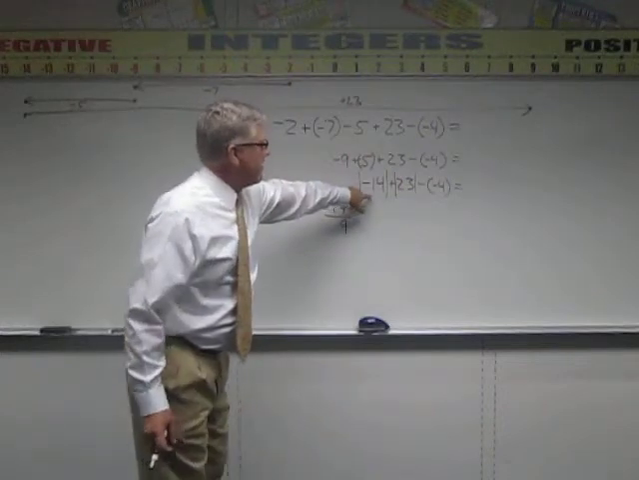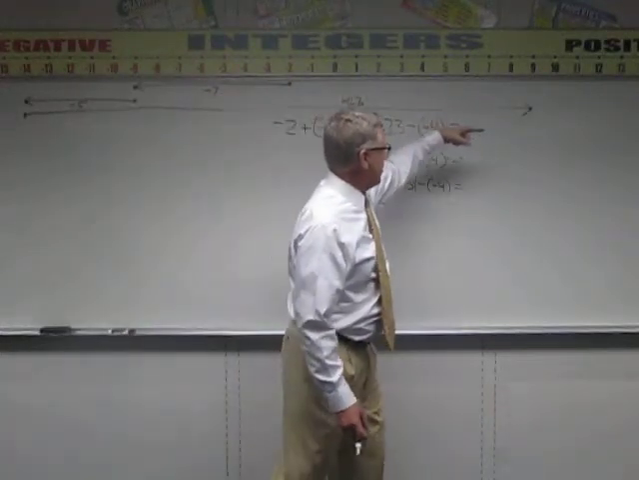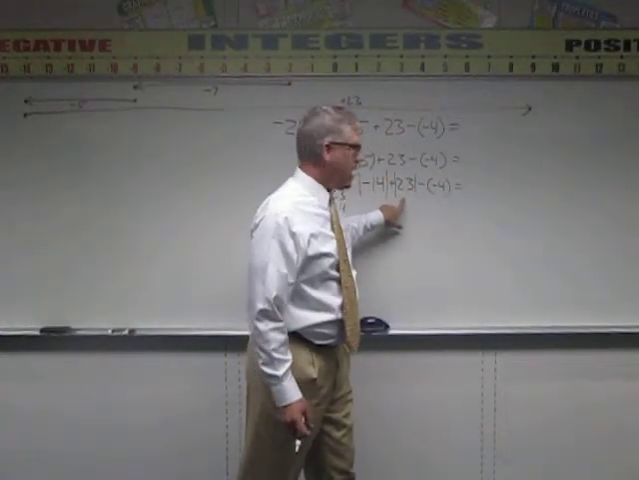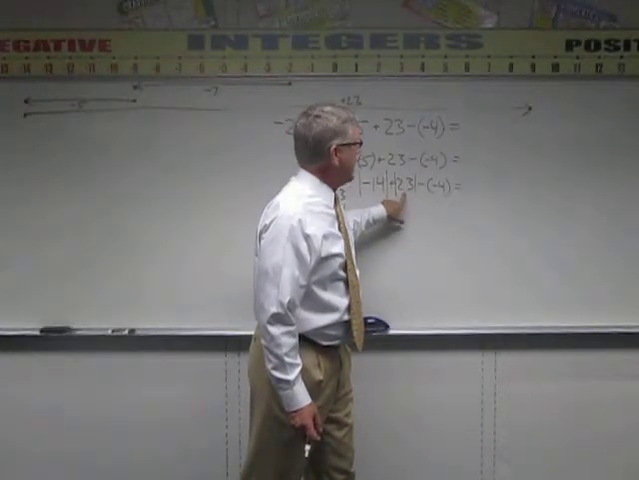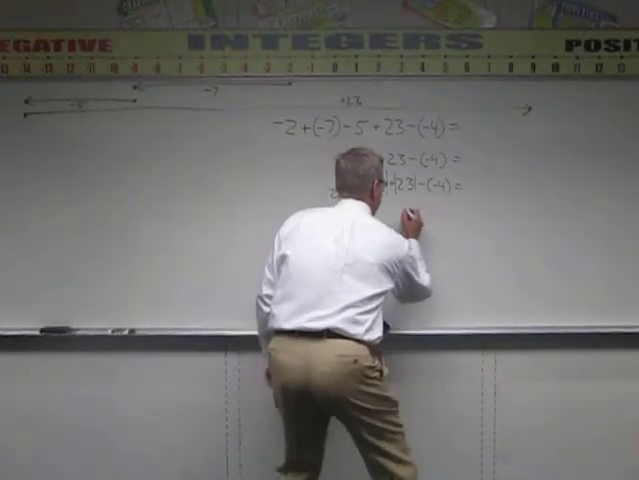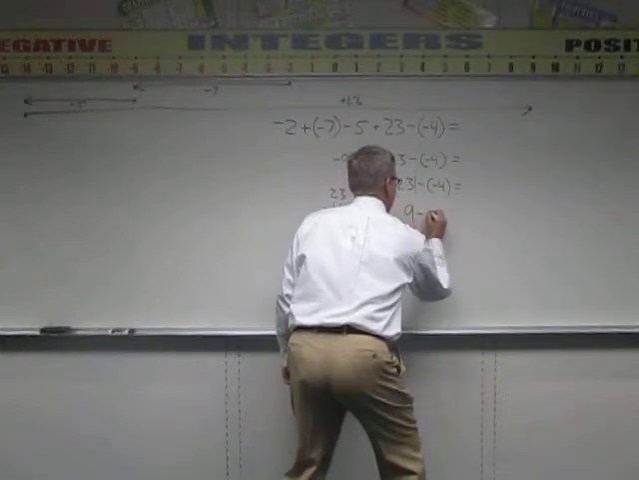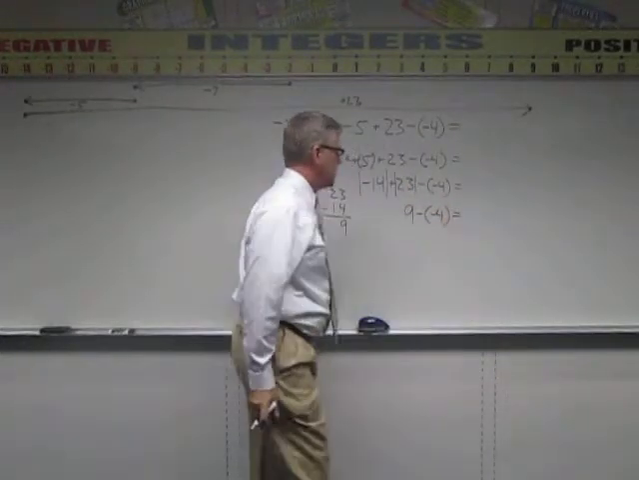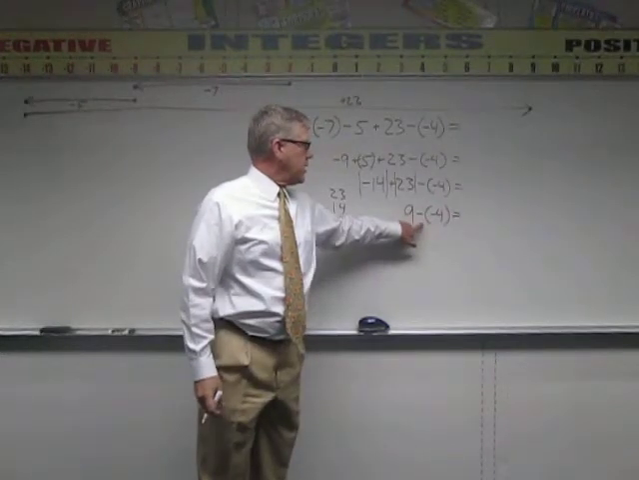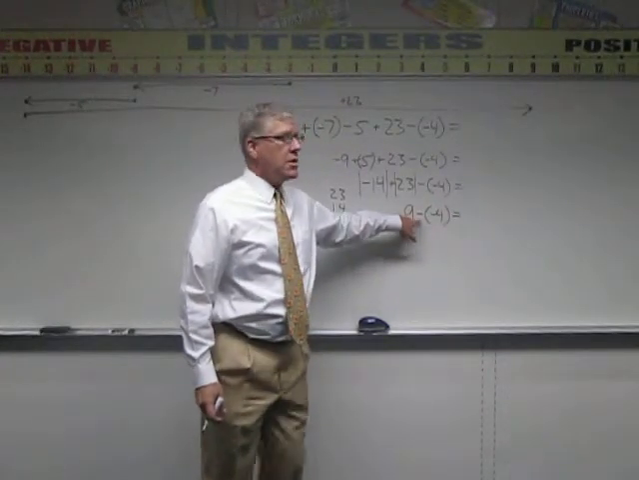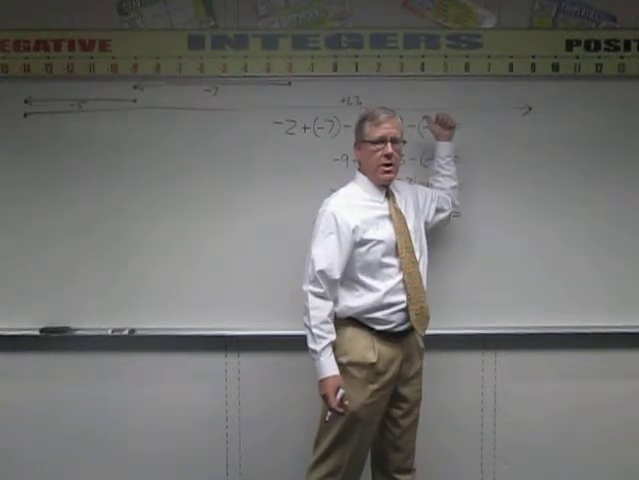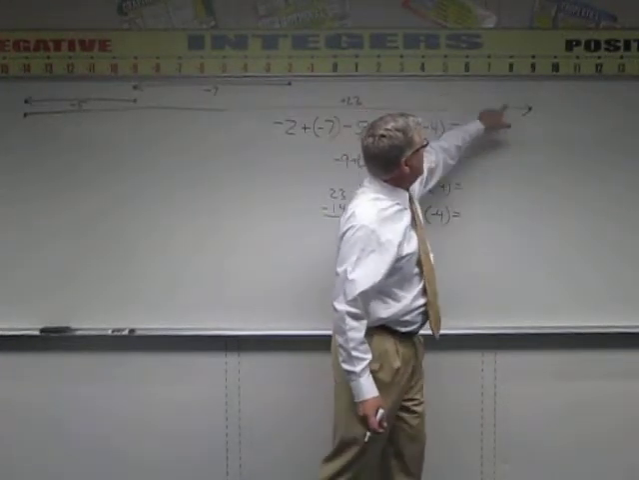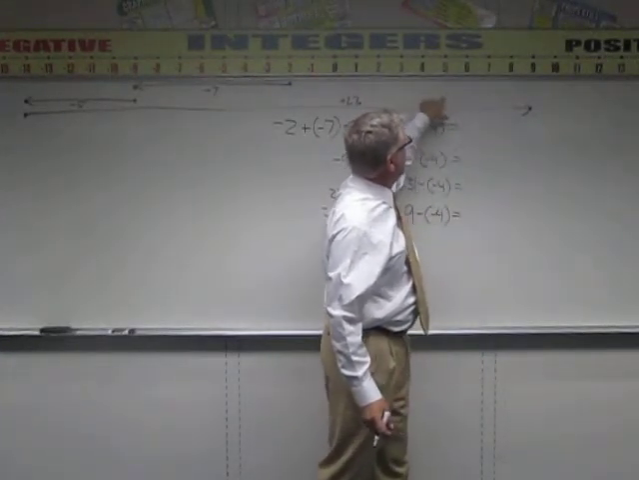Look, we started at negative 14. We went to the right, 23, positive on the number line. And now we're at positive 9. So now we have 9 minus negative 4 equals. What do we do here? If we had 9 minus 4, we would just come back this way, wouldn't we? We would come back all the way to 5. 1, 2, 3, 4. Okay?